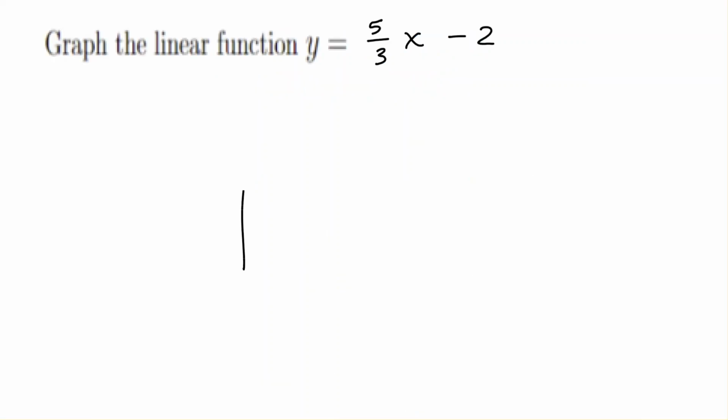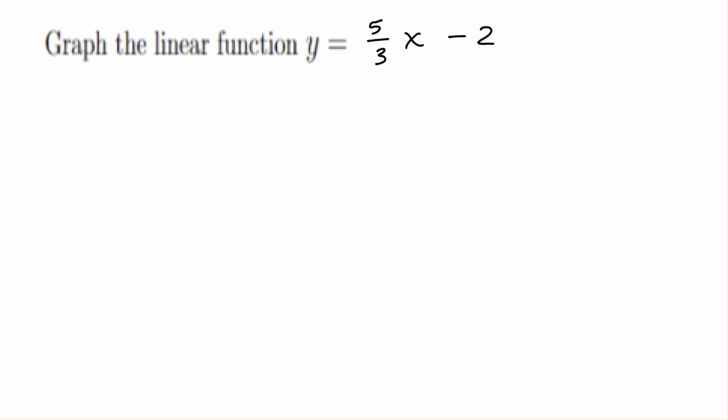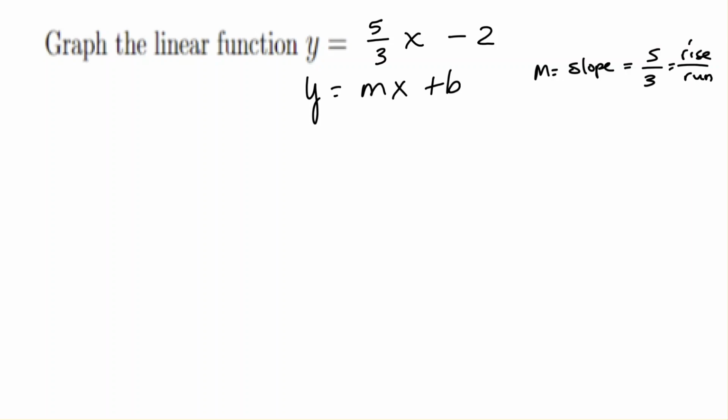So here we're asked to graph this function. I'd encourage you, pause the video, try this on your own, unpause to check your work. Now I notice this is nicely set up in the mx plus b format. Be on the lookout for that. So I can note off to the side the slope is 5/3 and it's already in the rise over run format. Make sure you memorize slope as rise over run. It would be a mistake if you mix it up and say run over rise. The y-intercept, or the b value, is -2.